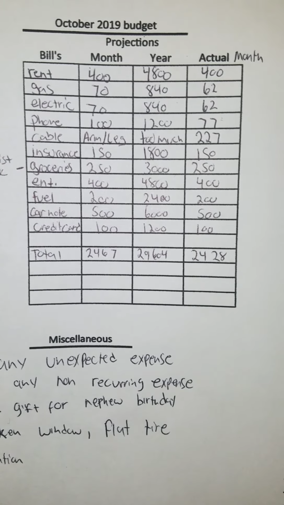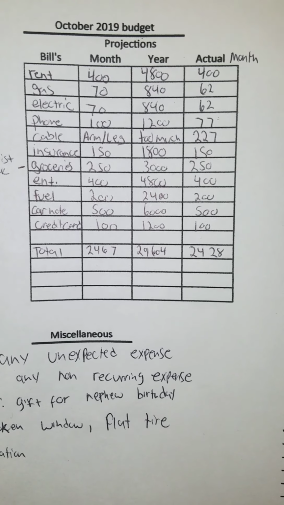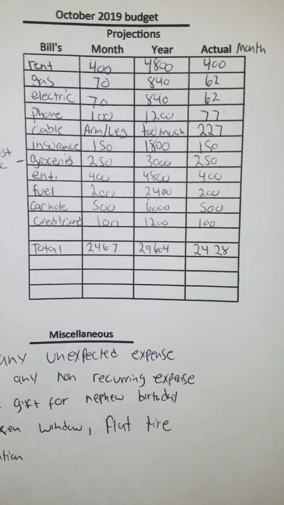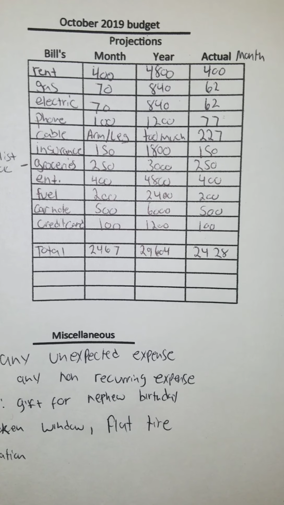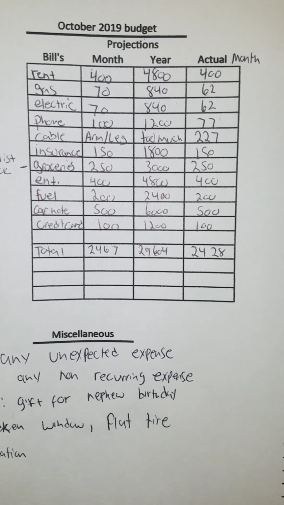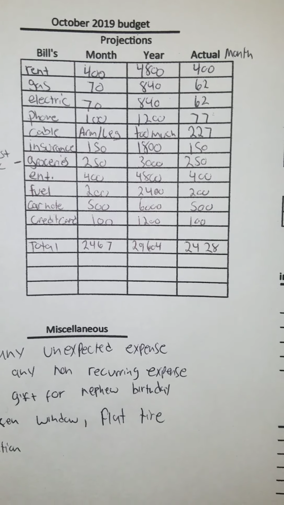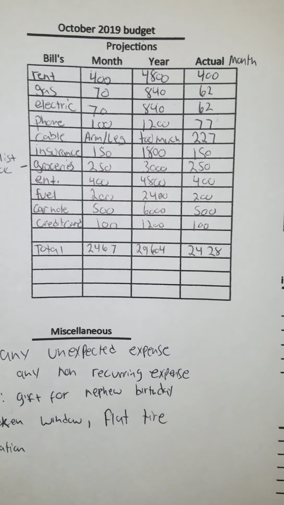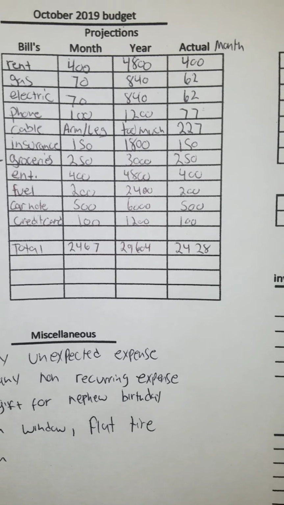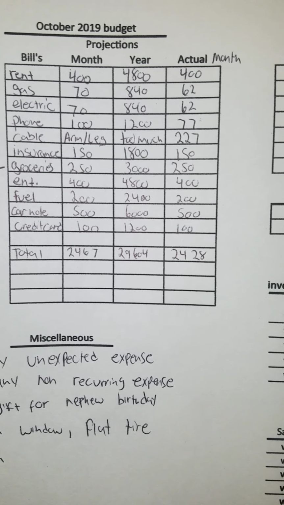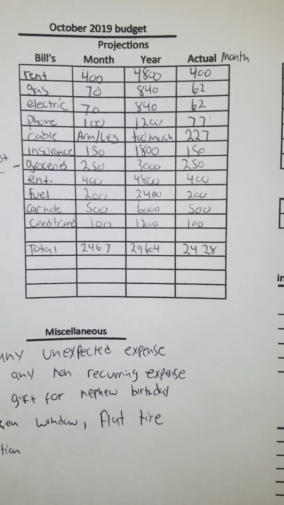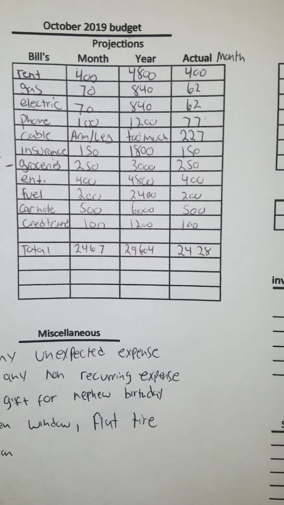So as an example, your rent should never change unless it goes up at the end of the year when you renew your lease. But as in this example here, for rent, it's $400 a month, as what you projected, and your actual cost is $400 a month. And when you look at your gas and electric bill, those vary month to month. So in this example here, we got $70 a month is what we're projecting, and our actual cost is $62. So you could just go by line.